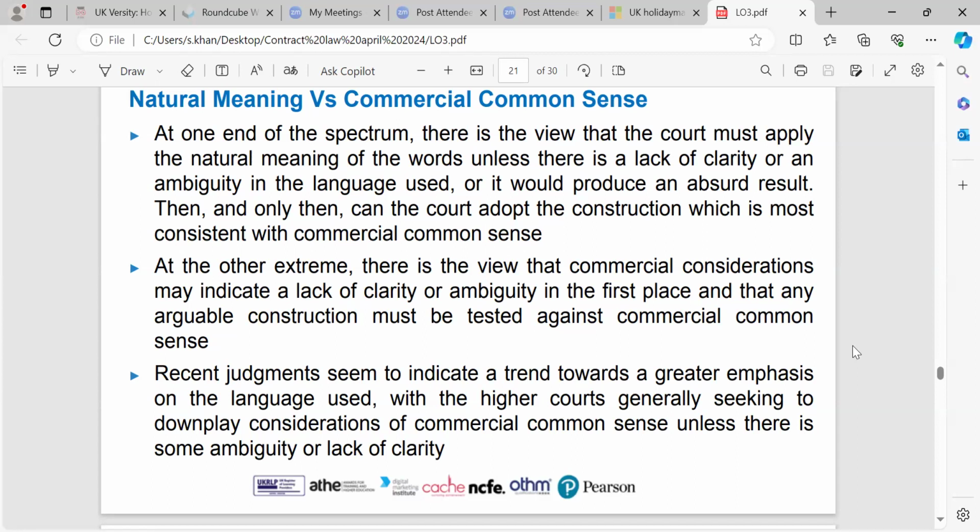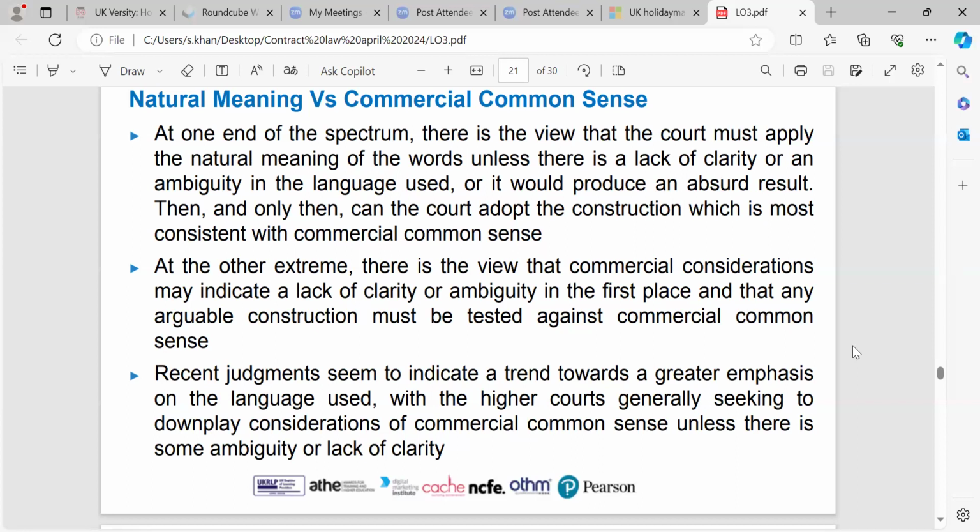At the other extreme, there's a view that commercial considerations may indicate a lack of clarity or ambiguity in the first place, and that any arguable construction must be tested against commercial common sense. Recent judgments seem to indicate a trend towards greater emphasis on the language used, with higher courts generally seeking to downplay considerations of commercial common sense unless there's some ambiguity or lack of clarity. The courts will take into account commercial common sense when interpreting a contract.